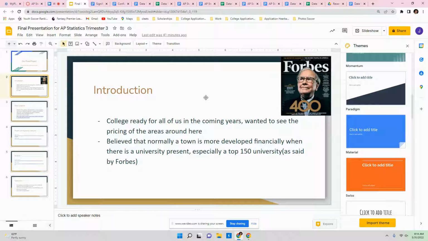Our null hypothesis is that the average price of housing for a top 150 college city in the U.S. is equivalent to the average price of a house in the U.S. Our alternative hypothesis is that the average price of housing for a top 150 college city in the U.S. is greater than the average price of a house in the United States.